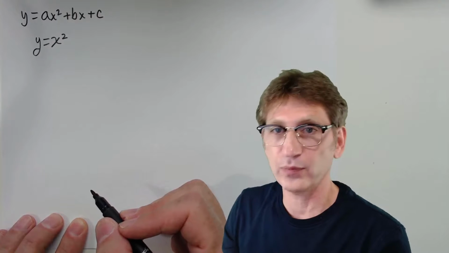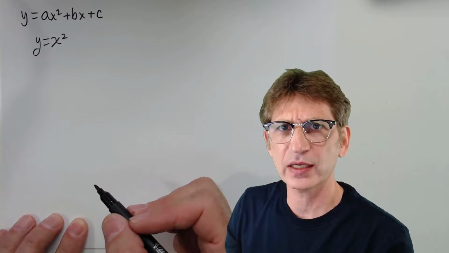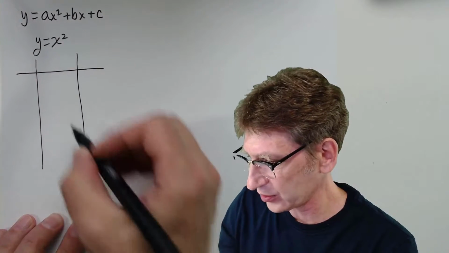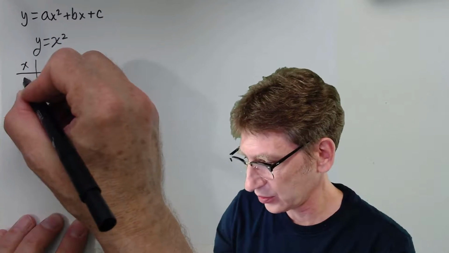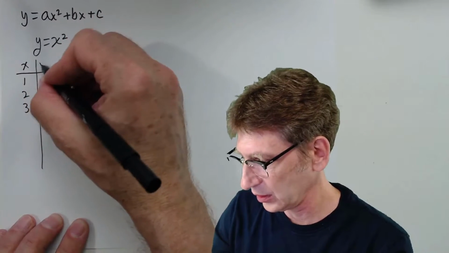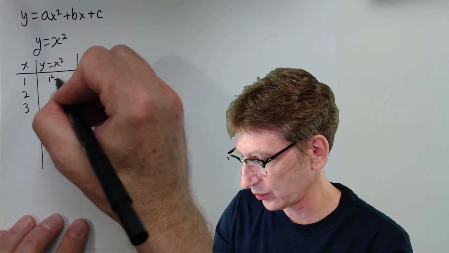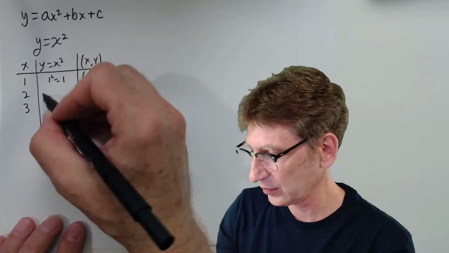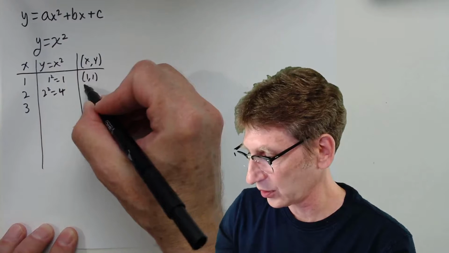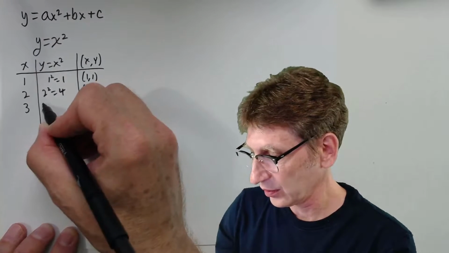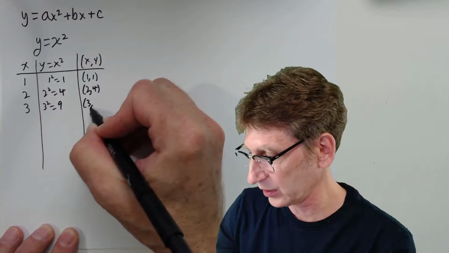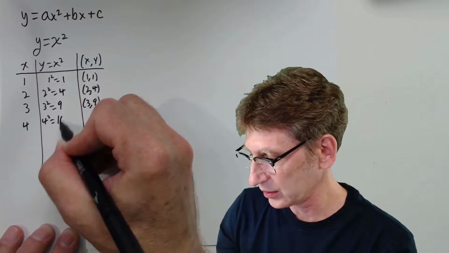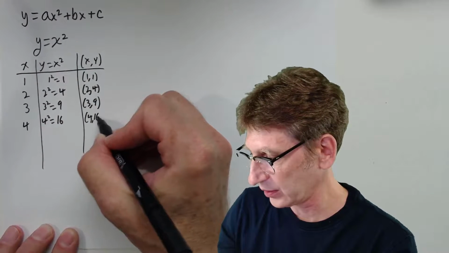Let's start by picking some values for x, solving for y, getting some ordered pairs, see what happens. A table of values is a nice way to do this. X, let's do 1, 2, and 3. Y equals x squared. Well, 1 squared, that's 1. That gives us an ordered pair, (1, 1). 2 squared, that's 4. So we have (2, 4). 3 squared is 9, giving us (3, 9). Oh, why not? Let's go to 4. 4 squared is 16, giving us (4, 16).